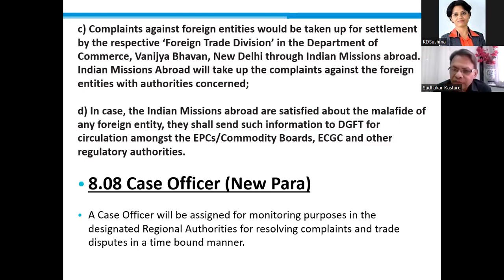So if it is found that a certain person has malafide intentions, the blacklisting will take place. That will be communicated to all export promotion councils, and they will put it on the website also. So you will be able to know that this person's credentials are not good, and I should not import from him. This is what it summarizes. A new para has been added. A case officer will be assigned for monitoring purposes in the designated regional authorities for resolving complaints and trade disputes in a time-bound manner.